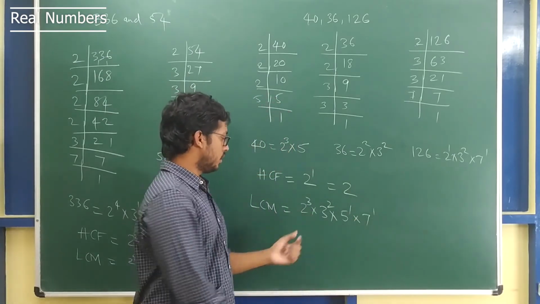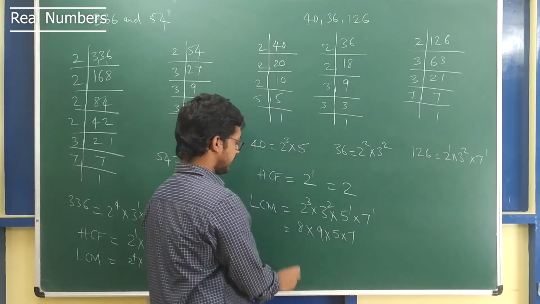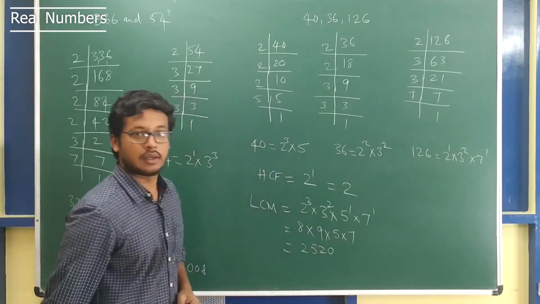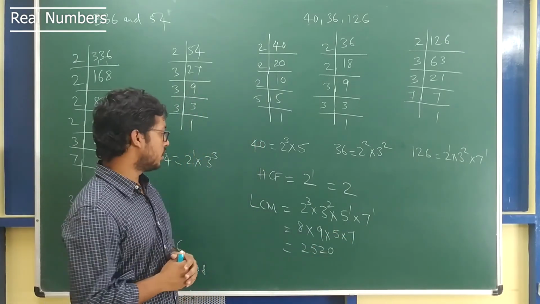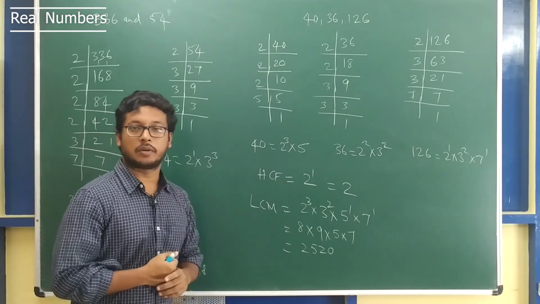So it would be 2 cube is 8 into 9 into 5 into 7. This will be equal to 2520. I hope you understood how to find HCF and LCM using the fundamental theorem of arithmetic.